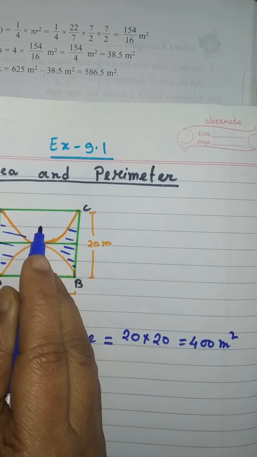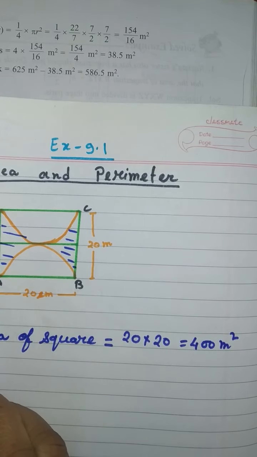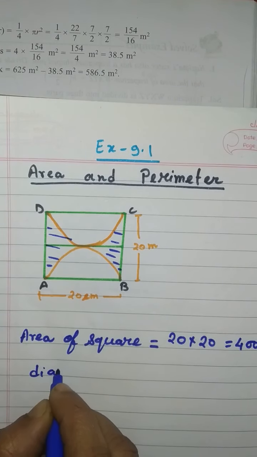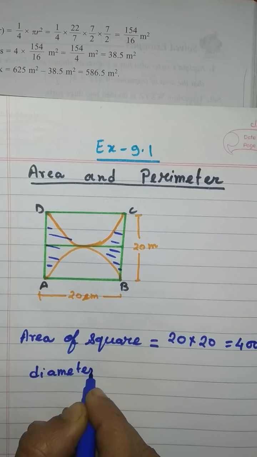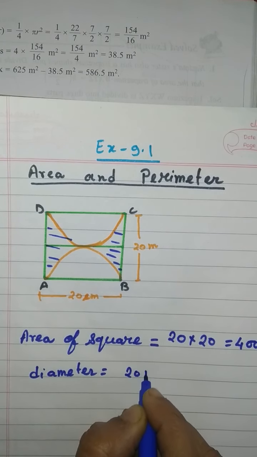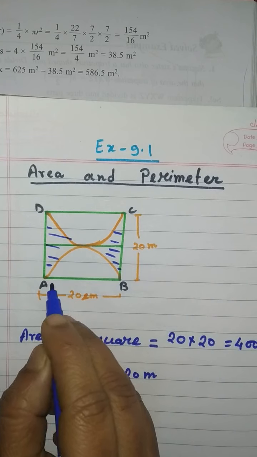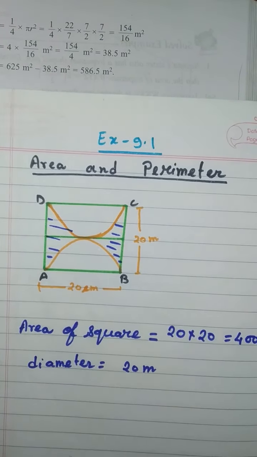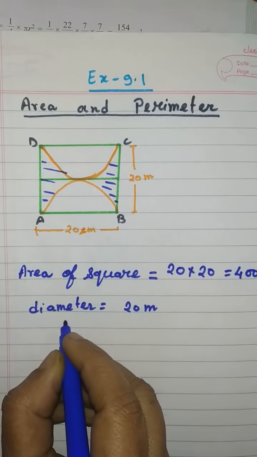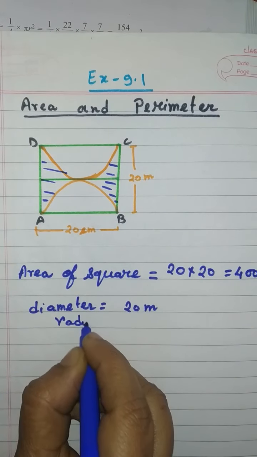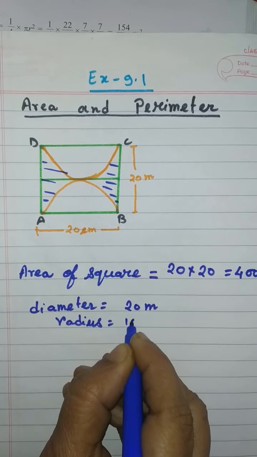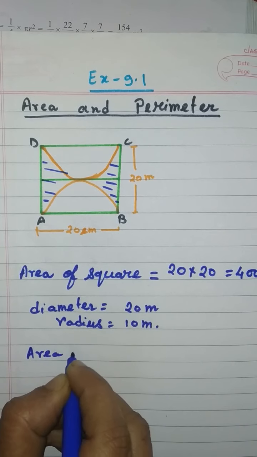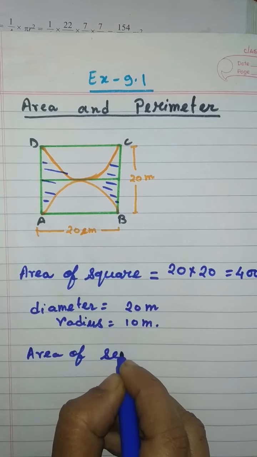When I find the area of the semicircles, in case of a semicircle, diameter is equal to 20 centimeter because it is given that the diameter and the side are the same. So if diameter is equal to 20 centimeter, then radius is equal to half of the diameter, that is equal to 10 centimeter. Area of semicircle.